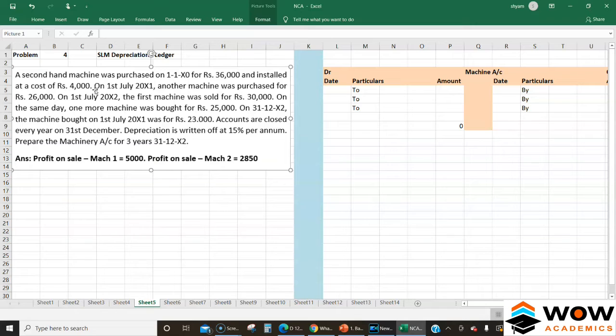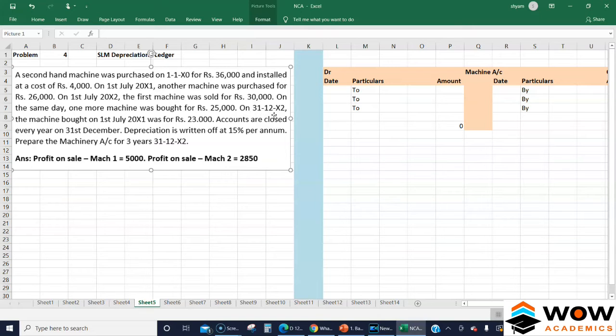On 1st July 2011, in the next year, they have bought another machine for 26,000. So there are now two machines and two depreciations. On 1st July 2012, the first machine which was bought was sold for 30,000. So two machines were there and then one machine has been sold. On the same day, one more machine was bought. So you have to provide three depreciations here. Don't worry, we will see it step by step.